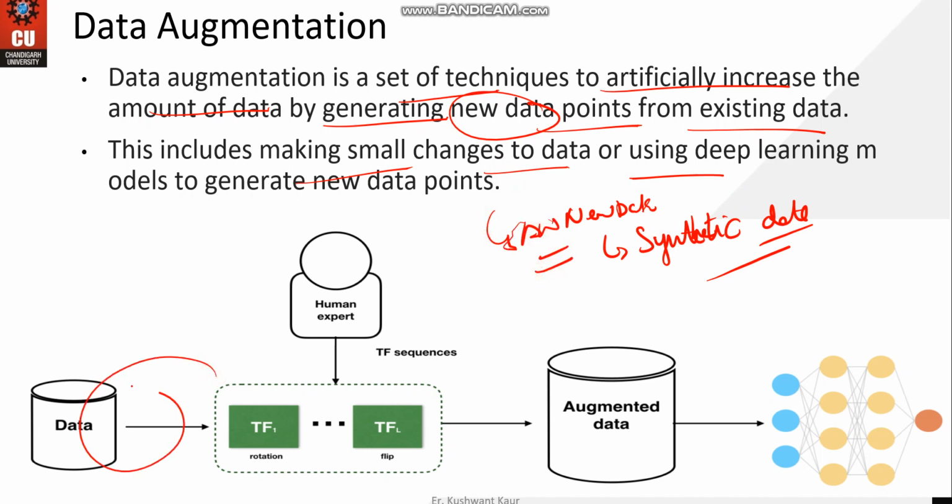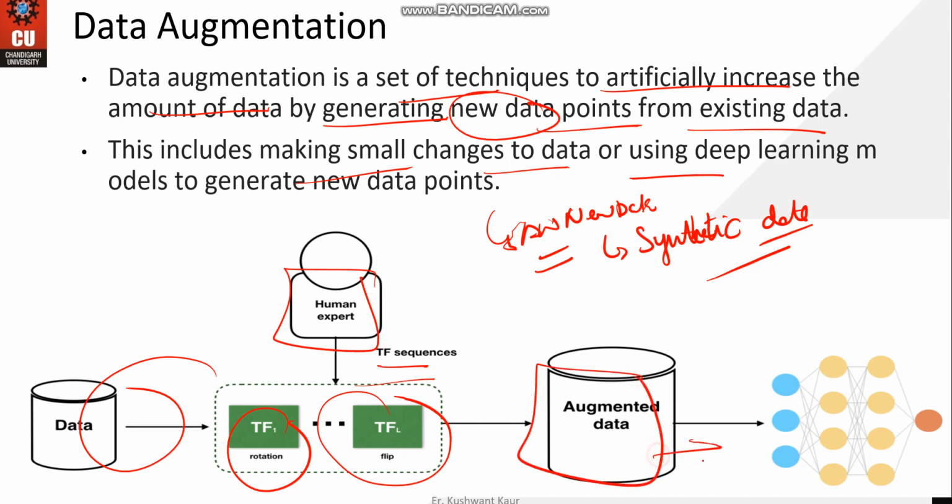So we have data, and with this data a human expert applies certain sequences like rotation of data, flipping of data, and a number of other tasks, from which we get the augmented data, which can further be used for machine learning models.